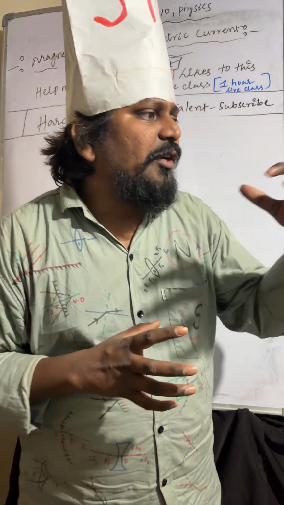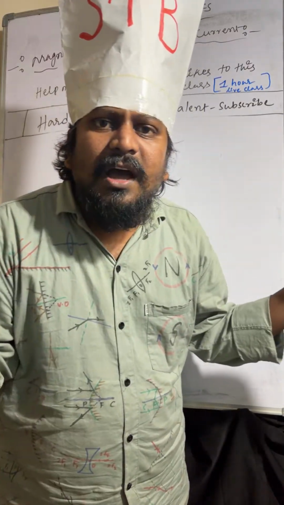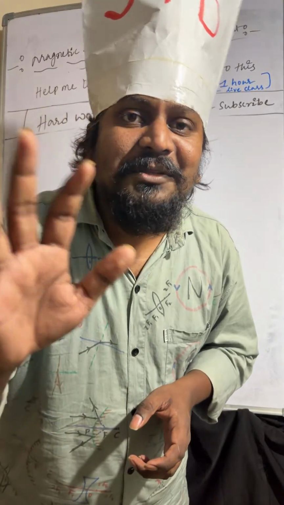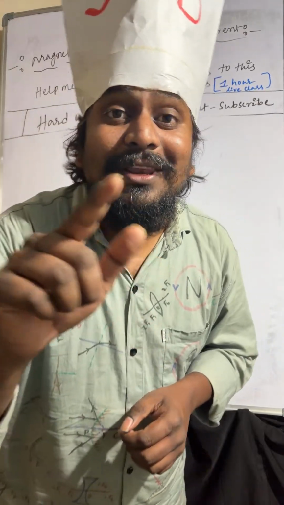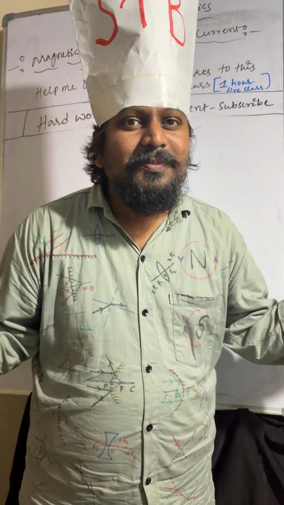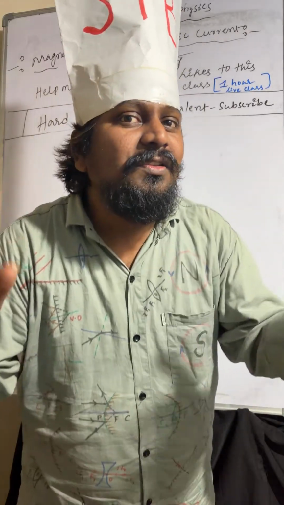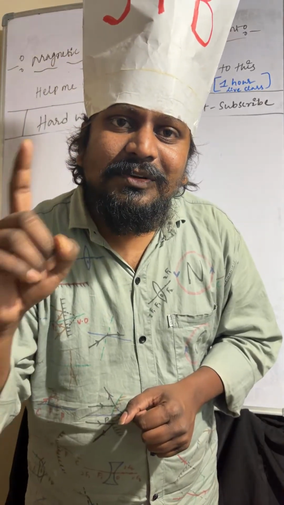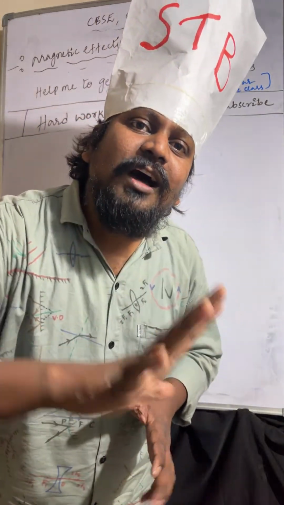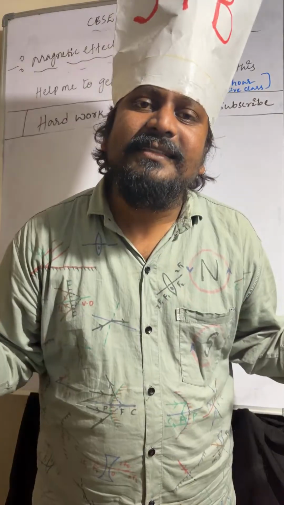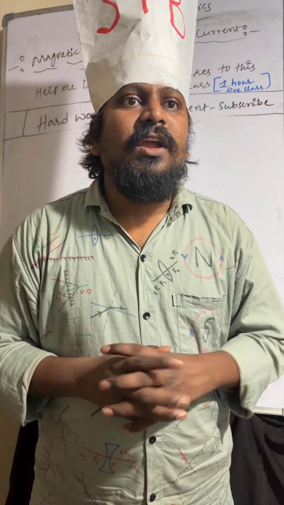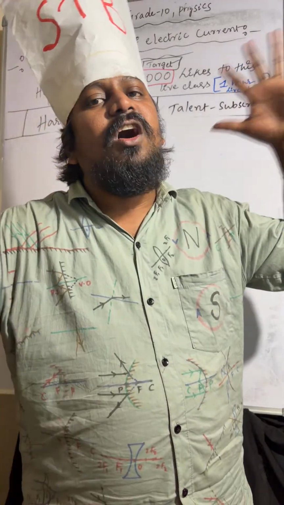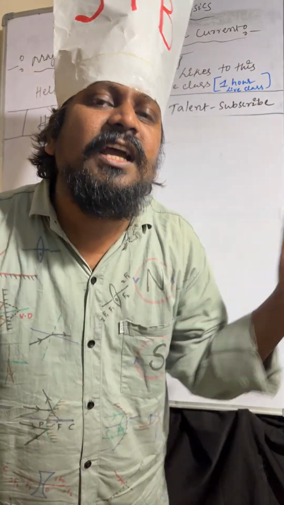Coming to point number two, a North Pole will repel a North Pole, and a South Pole will repel a South Pole. But a South Pole and a North Pole will attract each other. And if you suspend the magnet freely, it always shows the north and south direction.